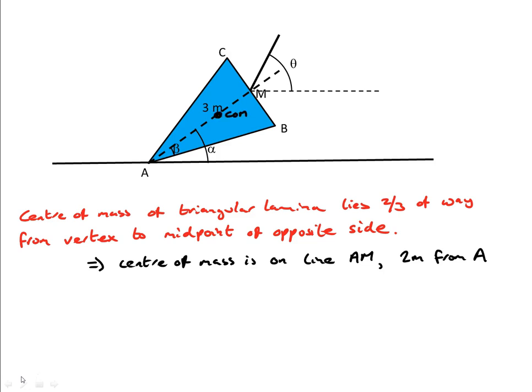So there's the centre of mass, and we have the weight of 1890 newtons acting through that centre of mass. We have the tension in the cable there, and then we have the normal reaction and the frictional force acting at A. So, to proceed, we'll resolve vertically and horizontally and then take moments.